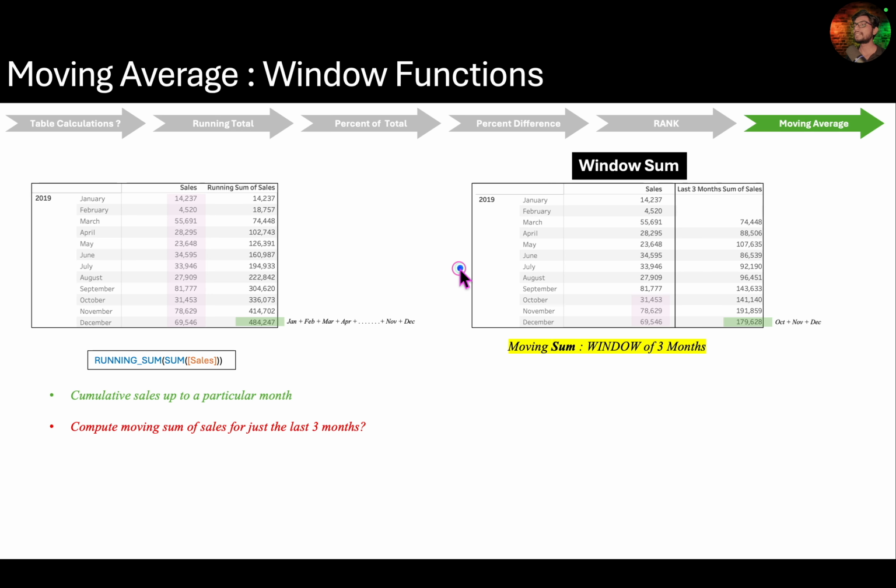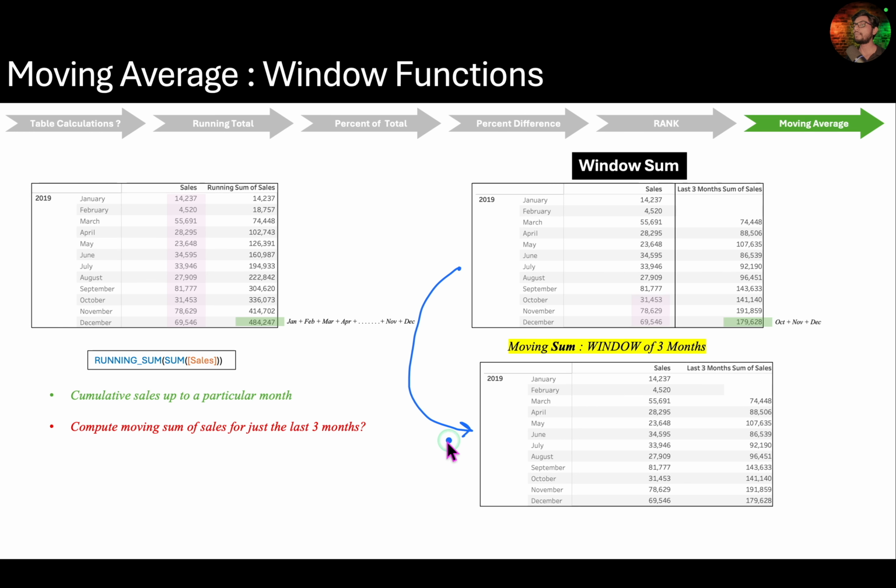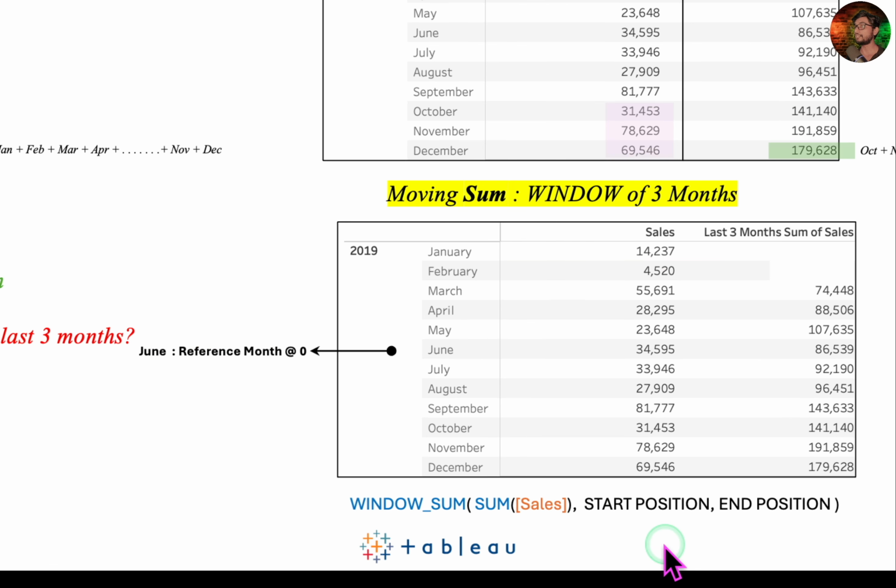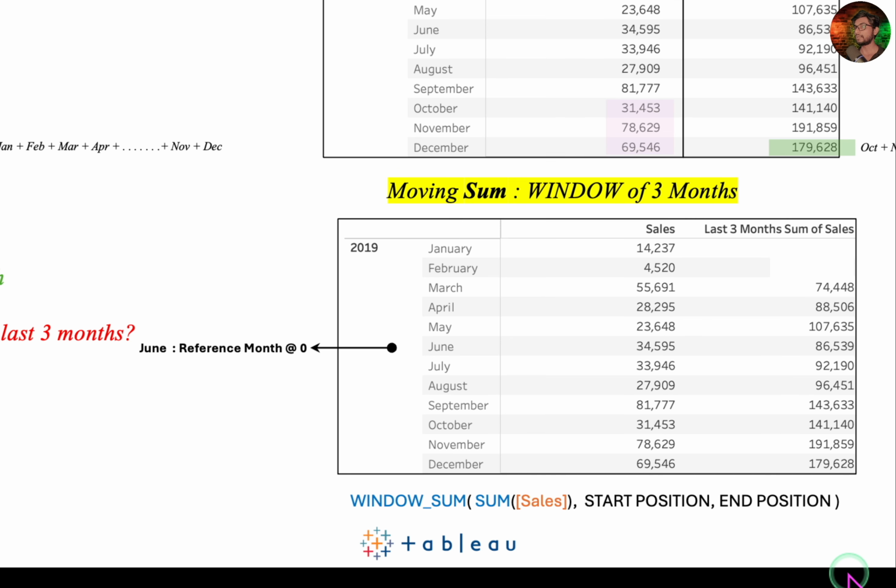Now let's use the same table to break down the formula for the moving sum. Here the main formula is the window sum function, which needs 3 inputs. First, the measure you want to sum. Here it's simply the sum of the sales. And second, the starting position of the window. And third, the end position of the window.